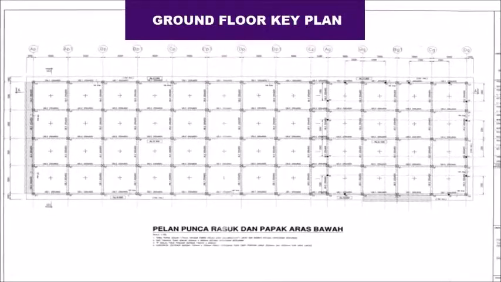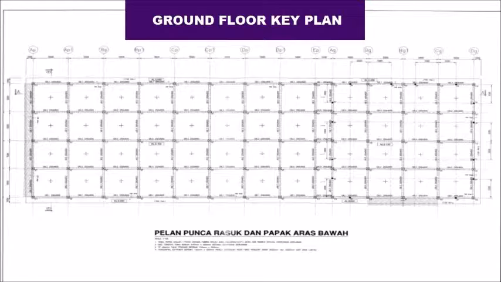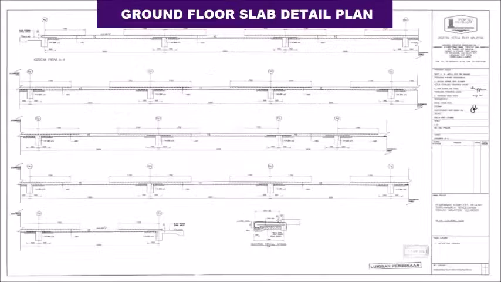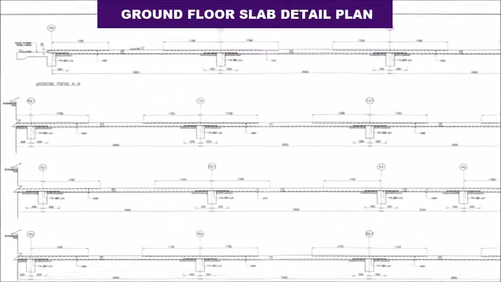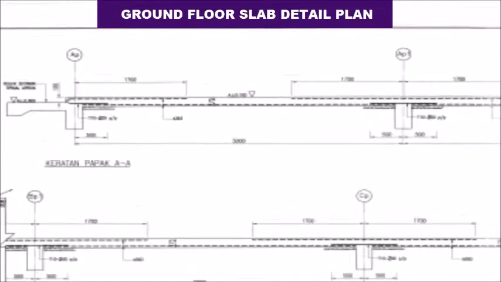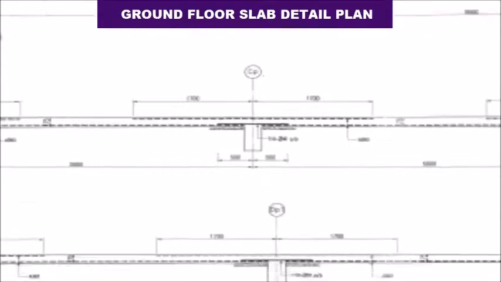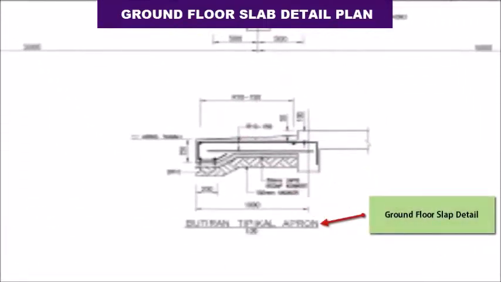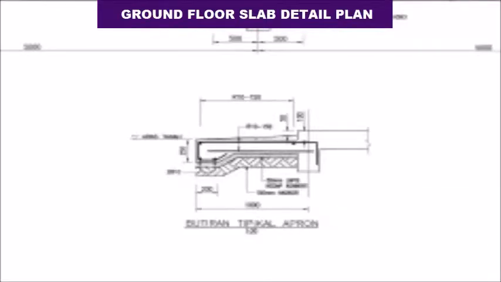The second part of our quantity measurement is about ground floor slab. First, before we start the quantity measurement for ground floor slab, let us look at the ground floor key plan and also the ground floor slab detail plan. From the detail plan, we know that there are a few layers inside the ground floor slab. It states the hardcore, the reinforced concrete, the steel fabric reinforcement, the reinforcement bar, and the damp-proof membrane, DPM.